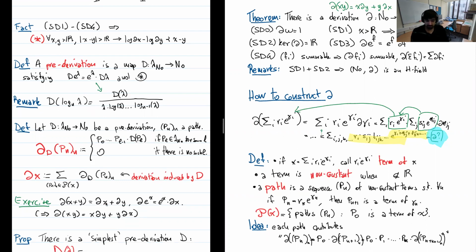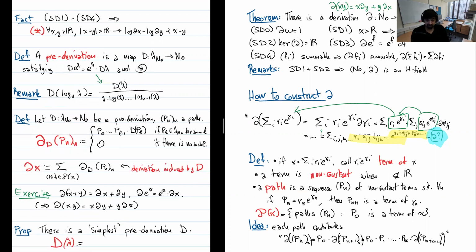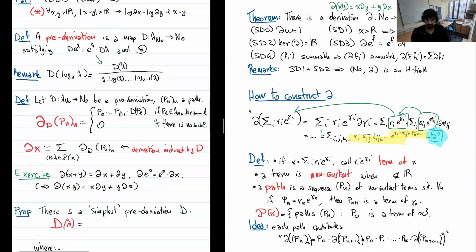So the principle is you get the derivation, it's compatible with exp. What it's missing is, one, that it's actually well defined, and two, that it's an H field, that it satisfies also SD1, for example. Okay, so again, we still have two ingredients. First, we want to build a pre-derivation. So is there an actual pre-derivation anywhere? And the answer is yes.